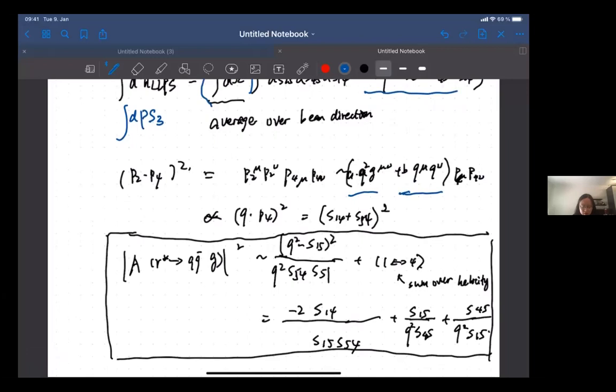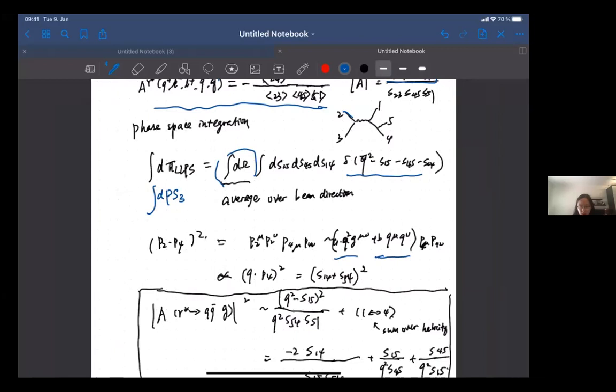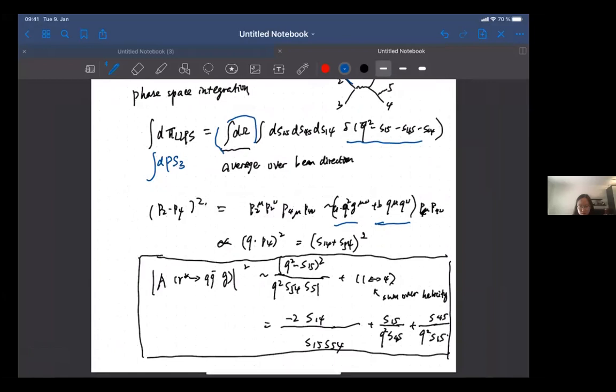But at the end of the day, P2 dot P4 squared can be replaced by Q dot P4 squared, because g mu nu contracted with the momentum P4 vanishes. So you can replace this P4 dot P2 squared by Q dot P4 squared, which you can write as only depending on the Mandelstam variables for the particles in the final state and independent of the information of the initial state. After performing this trick, here is the final answer for the averaged squared amplitude, which depends on three independent Mandelstam variables, S15, S14, and S54.